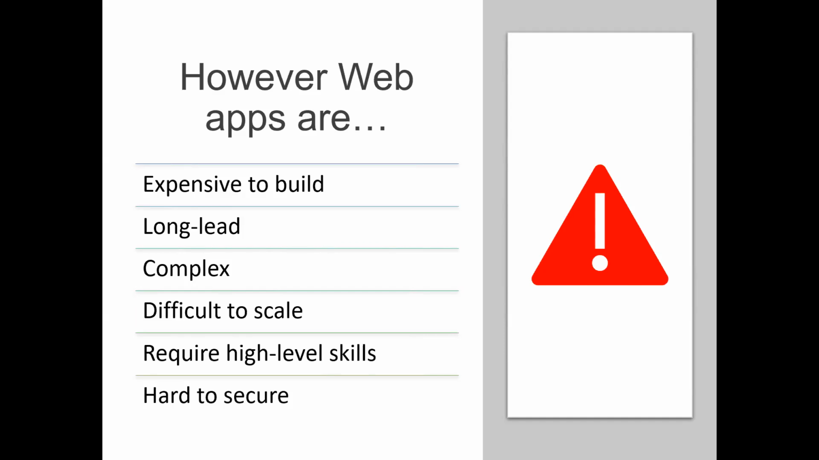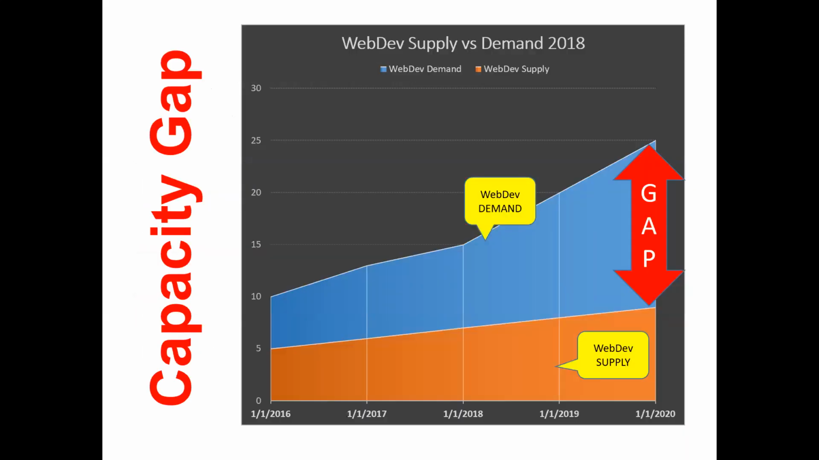So what does that leave us with? It leaves us with something called a capacity gap. Web apps are hard to build. They take a lot of money and a lot of time and a lot of people. So what we end up with is a web development supply, shown in the slide in brown, versus a web development demand, shown in blue. The demand is always, always, always more than supply. So we end up with an expectation gap. And what that gap represents in most businesses is lost opportunity.